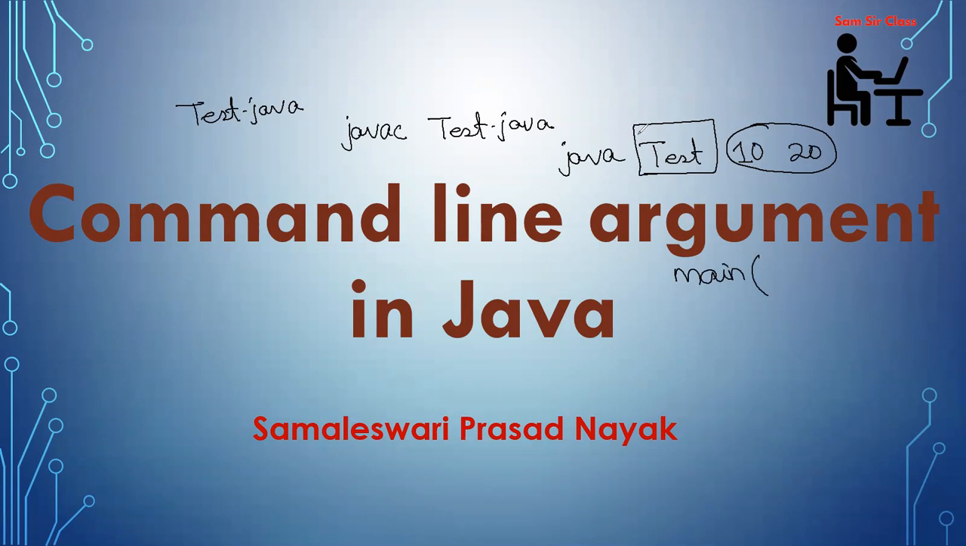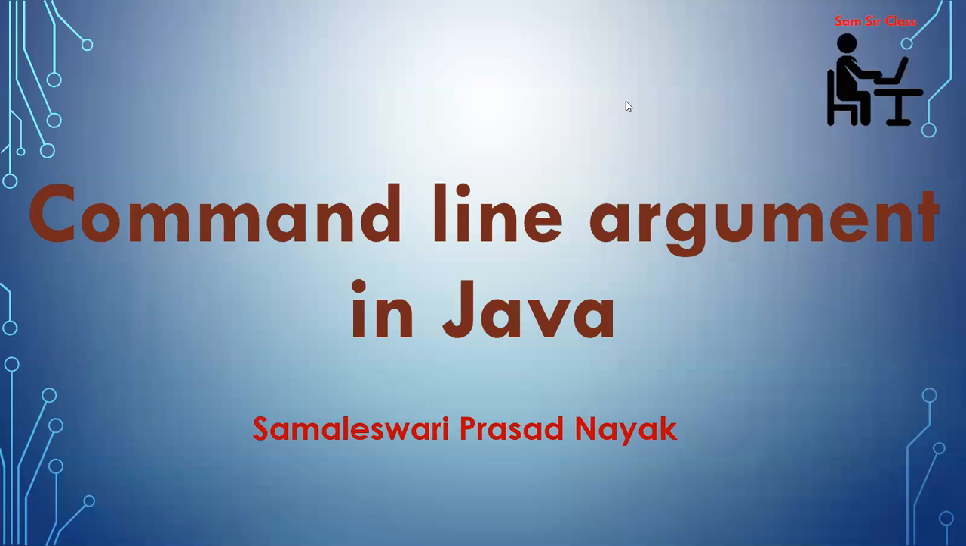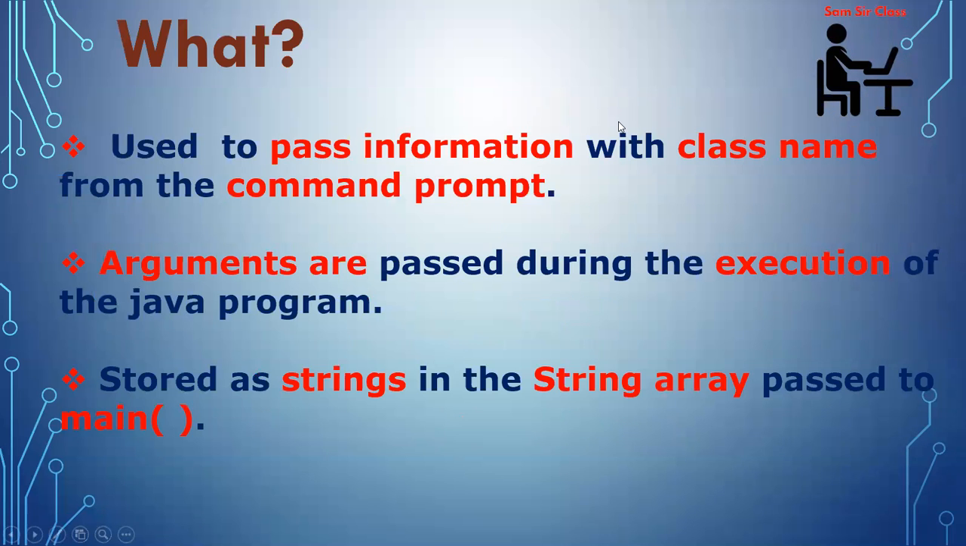Why? Because JVM will use this class name to call the main method of the corresponding class, and these arguments will be passed as arguments during the calling of the main method. Okay, so in the command prompt itself, along with the class name, you are passing some arguments, which are known as command line arguments. So we'll see through the example also. Before going to that, let's discuss the concept behind command line argument.